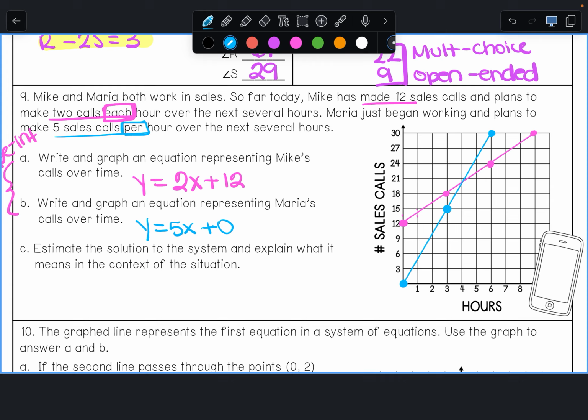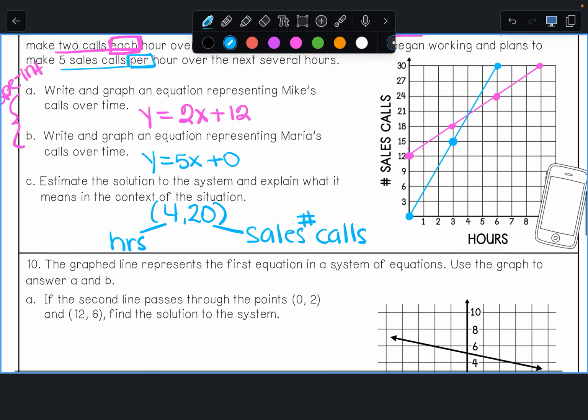So where do these cross? 4, 20. Now this is a word problem, so they're going to require you to know what the 4 represents and what the 20 represents. 4 represents what? Hours. And 20 represents sales calls, the number of sales calls.